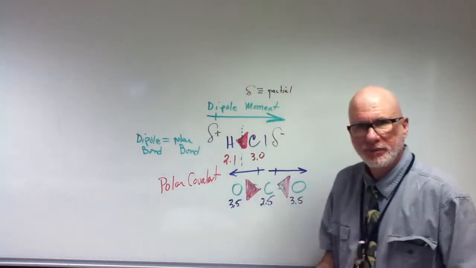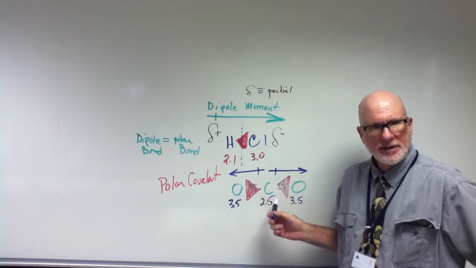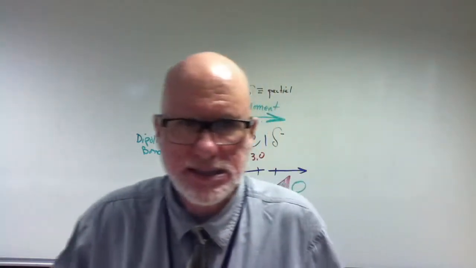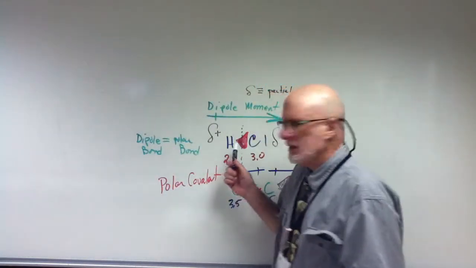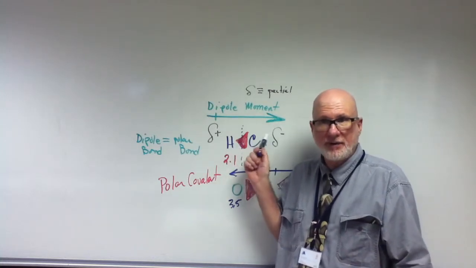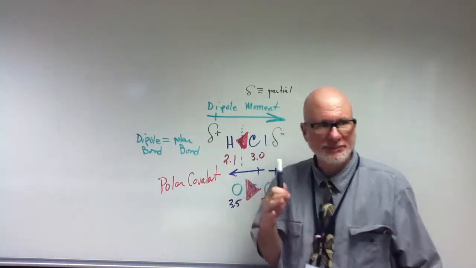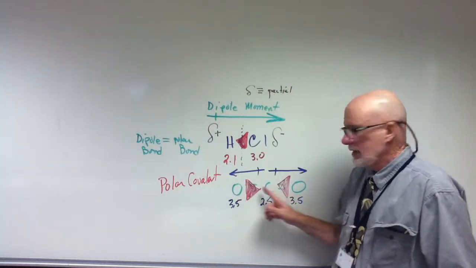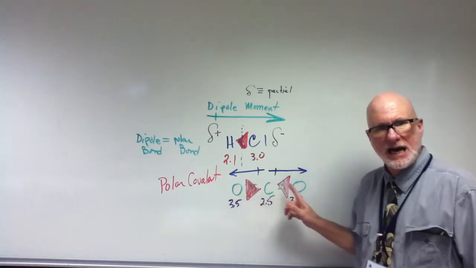So let me ask you this. Are these two bonds polar? Yes. Okay. However, is the molecule polar? Don't answer that yet. First of all, there's only one bond in hydrogen chloride. It is a very, very polar molecule. Why is carbon dioxide different? Well, I'm going to give you a hint.